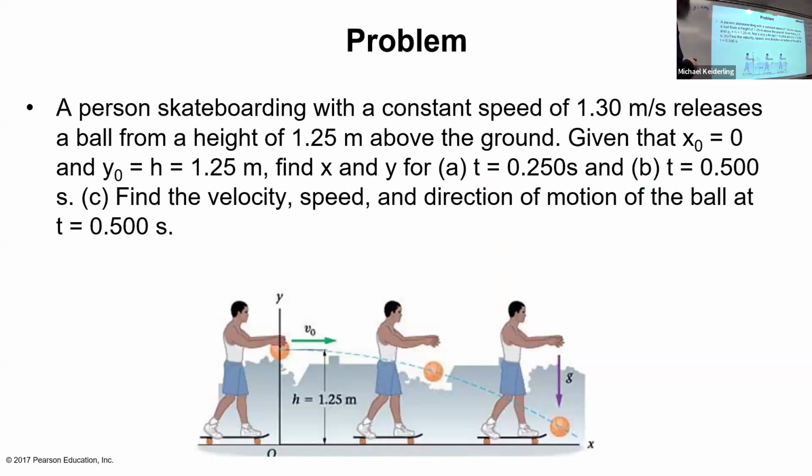So here's an example problem. If a person is skateboarding with a constant speed of 1.3 meters per second, so there's your horizontal velocity, and they release a ball from a height of 1.25 meters above the ground, given that x naught is 0 and y naught is 1.25 meters, or height h. We want to find x and y at t equals 0.25 seconds and t equals 0.5 seconds. And what are the velocity, speed, and direction of motion of the ball at 0.5 seconds? So I'll let you guys work on that for a few minutes.